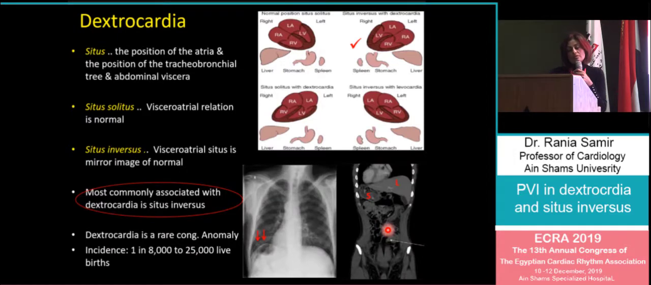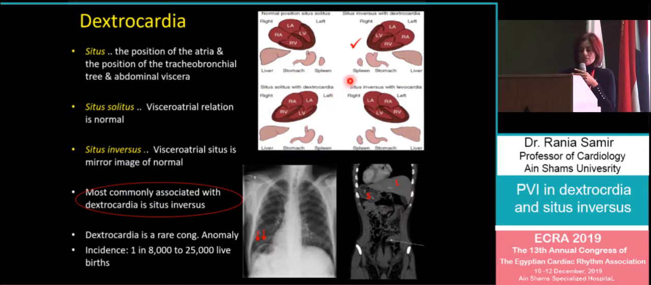There is another definition that is important that we have to know in the event of any congenital heart disease, including dextrocardia, and that is the situs. The situs is defined as the relationship between the position of the atria and the abdominal viscera, as well as the tracheobronchial tree. And you have a normal situs, which is situs solitus, where the viscero-atrial relationship is normal. Your right atrium is on the right side of the vertebral column together with the liver, and the stomach is on the left side.